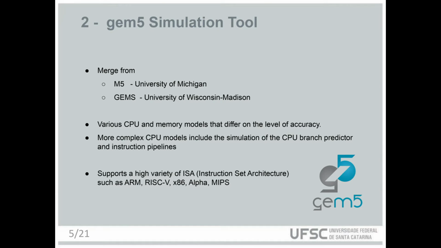The gem5 simulation tool originated from the merging of two tools, the M5 from the University of Michigan and GEMS from the University of Wisconsin-Madison. So this tool offers various CPU and memory models that differ on the level of accuracy. Complex CPU models include the simulations of CPU branch predictors and instruction pipelines, and this tool also supports a high variety of instruction set architectures, such as ARM, RISC-V, x86, Alpha, and others.